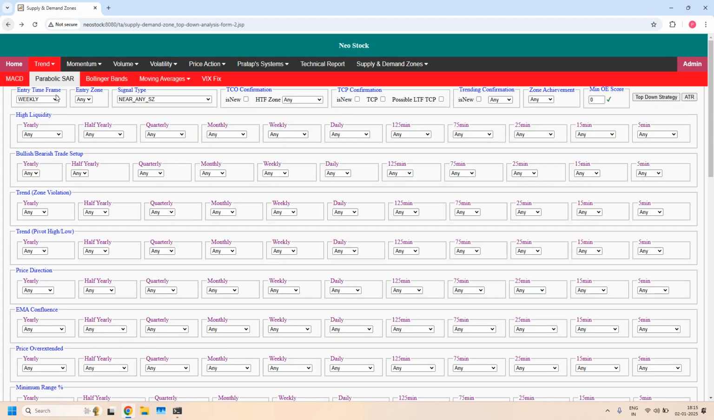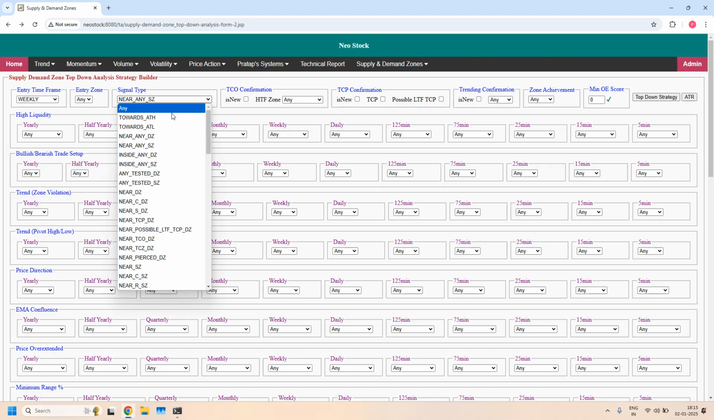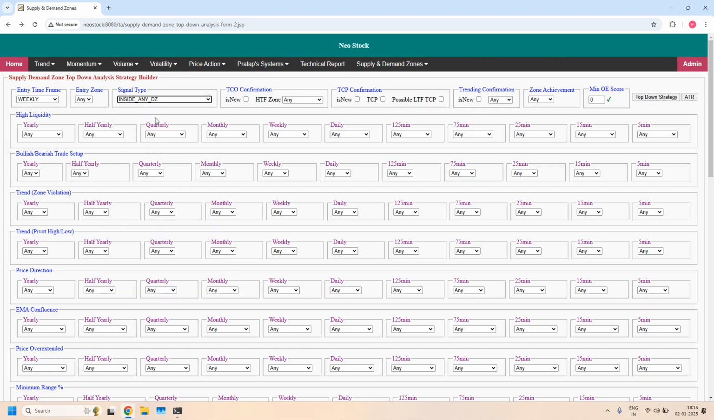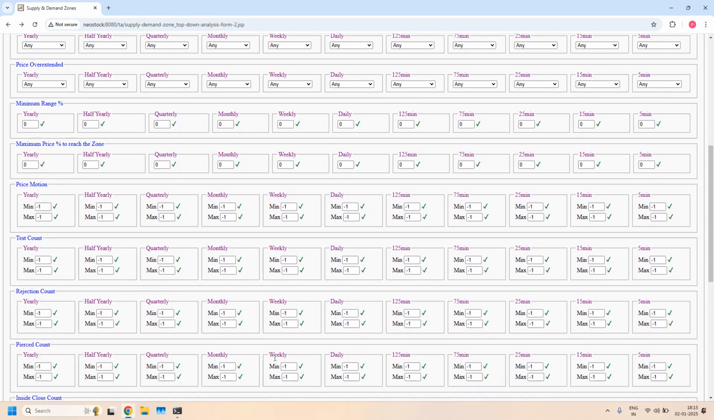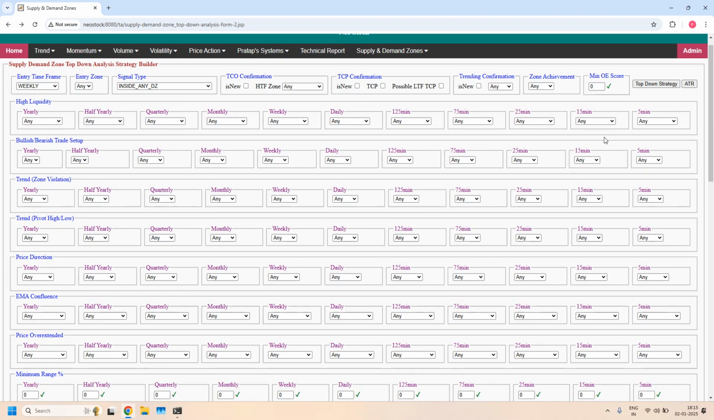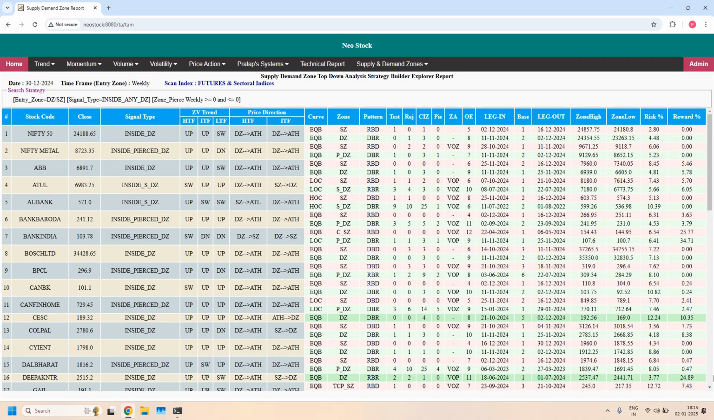Next, weekly time frame. Price closed inside the weekly demand zone. These weekly demand zones should not be pierced. So weekly time frame, I am setting minimum value 0, maximum value 0. Let's filter. So these are the stocks. First 16 stocks where price closed inside the weekly demand zone. I am scrolling the list down.